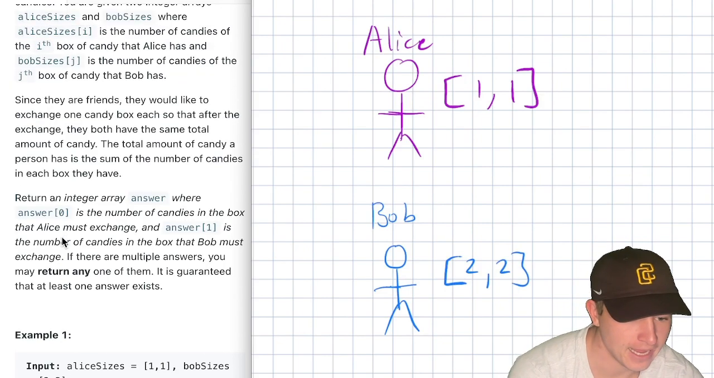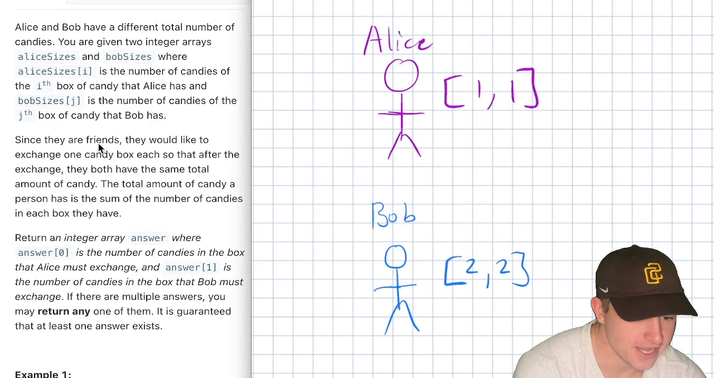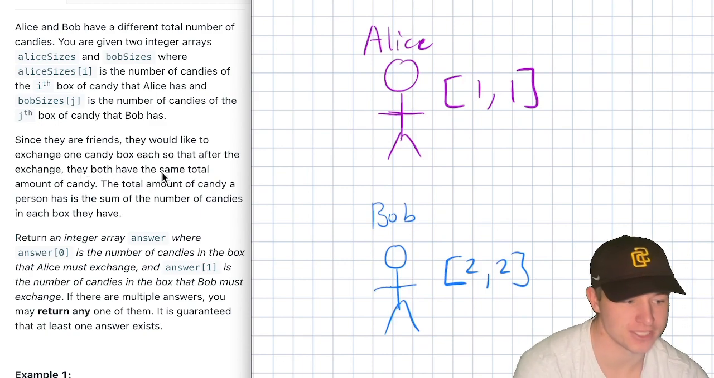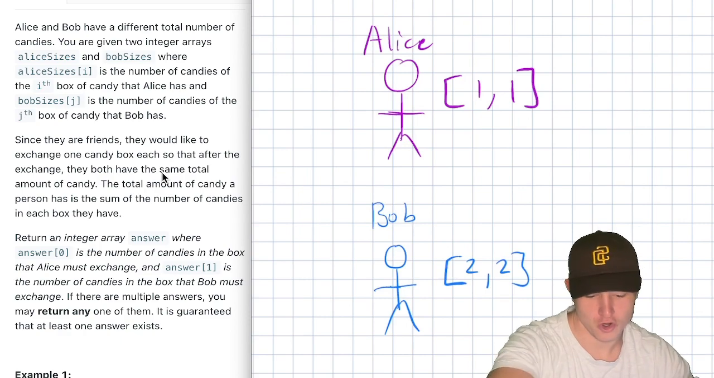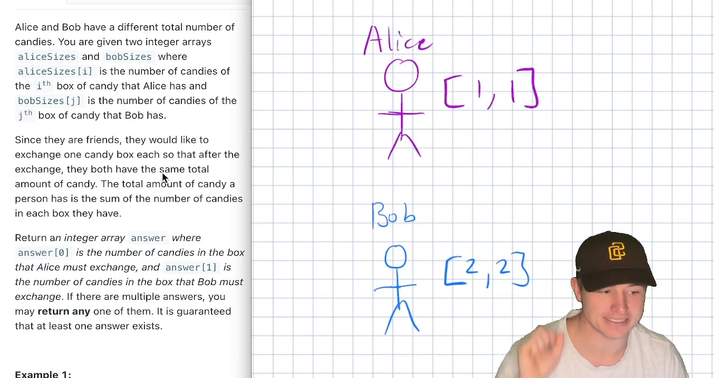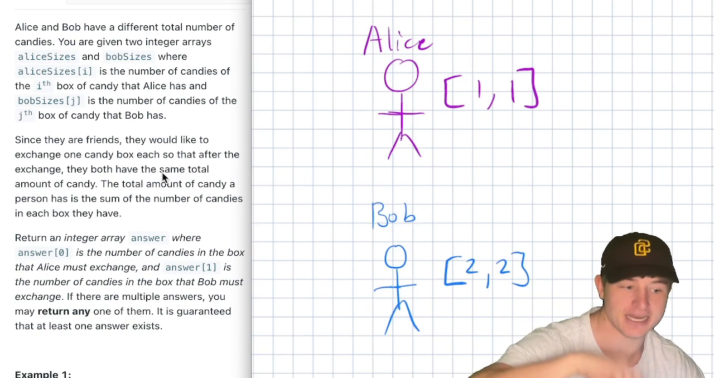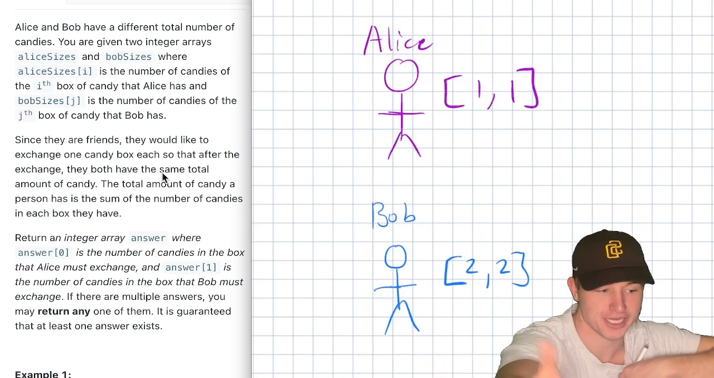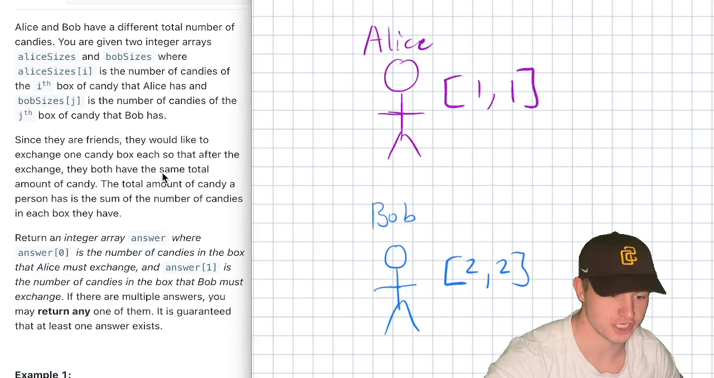Okay? And since they are friends, they would like to exchange one candy box each so that after they exchange, they have the same total amount of candy. Okay, so that makes sense, right? If I have boxes of candy, I could remove a box and give it to you. Now I've lost a bunch of candy. You just gained a bunch of candy, and you could remove one of your boxes and give it to me. So you'll lose a bunch of candy, and I'll gain a bunch of candy from that, right? So we can do a little exchange, okay?